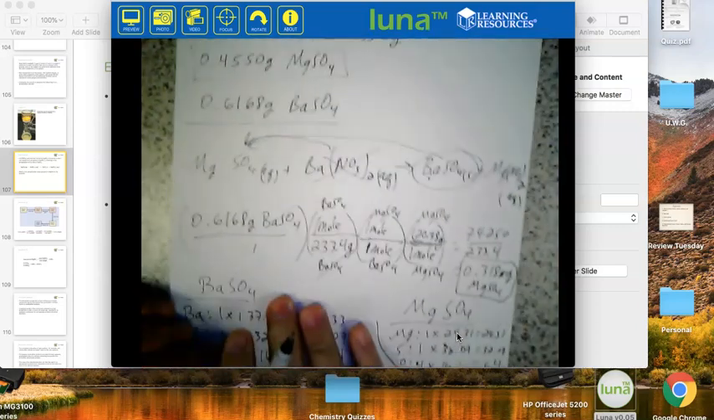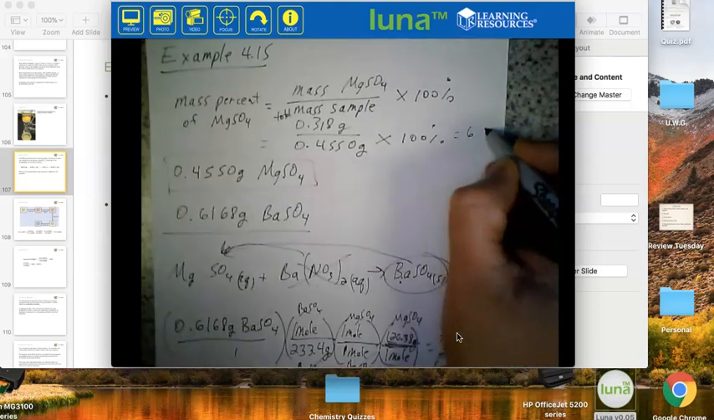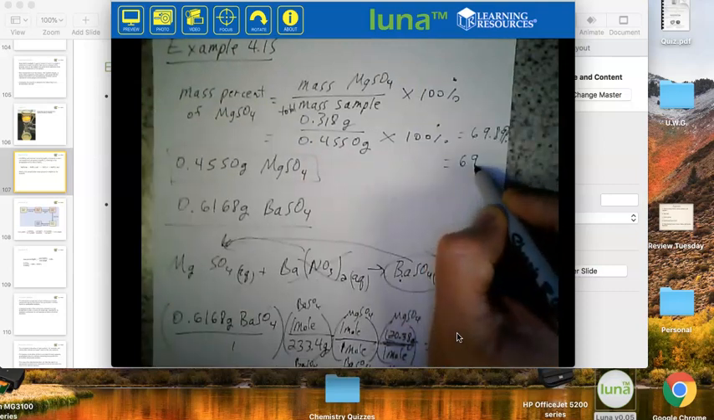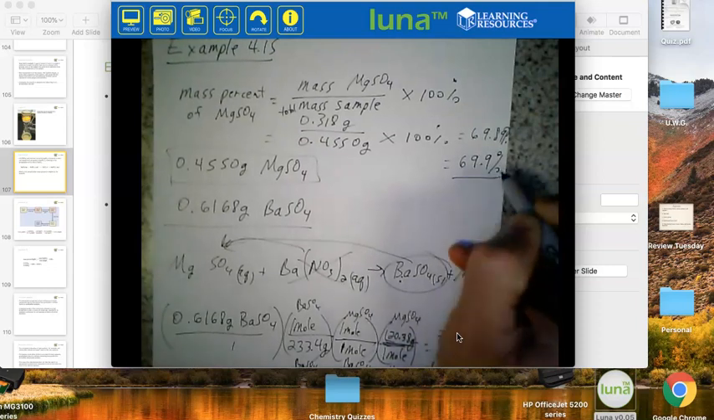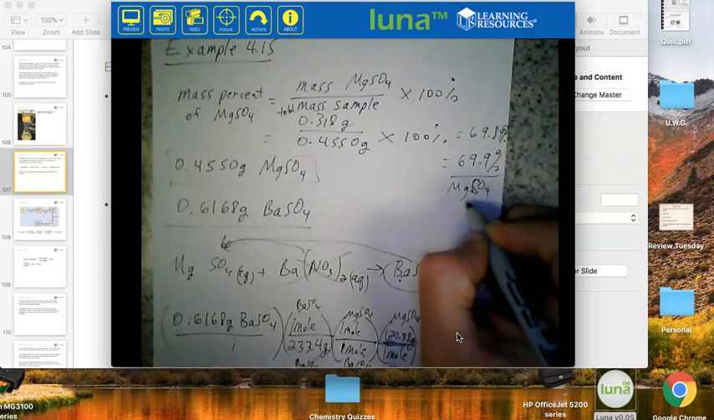Okay, there. Okay, to figure out my mass percent of magnesium sulfate. So when I do the math, I get 69.89%. Looking at my numbers here, so 69.9%, and that's magnesium sulfate.